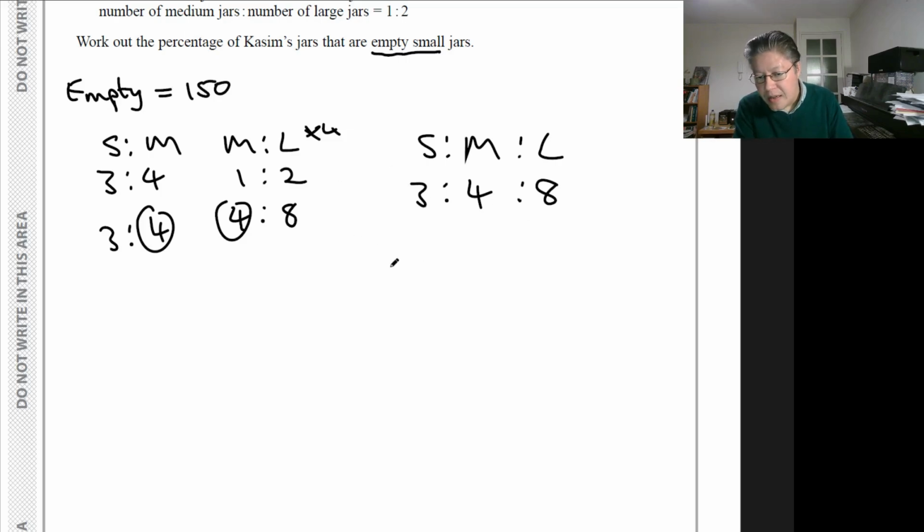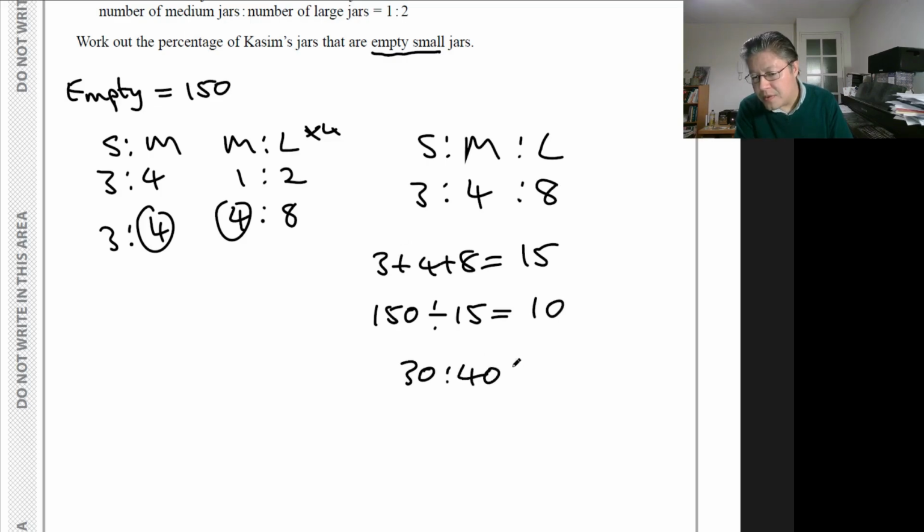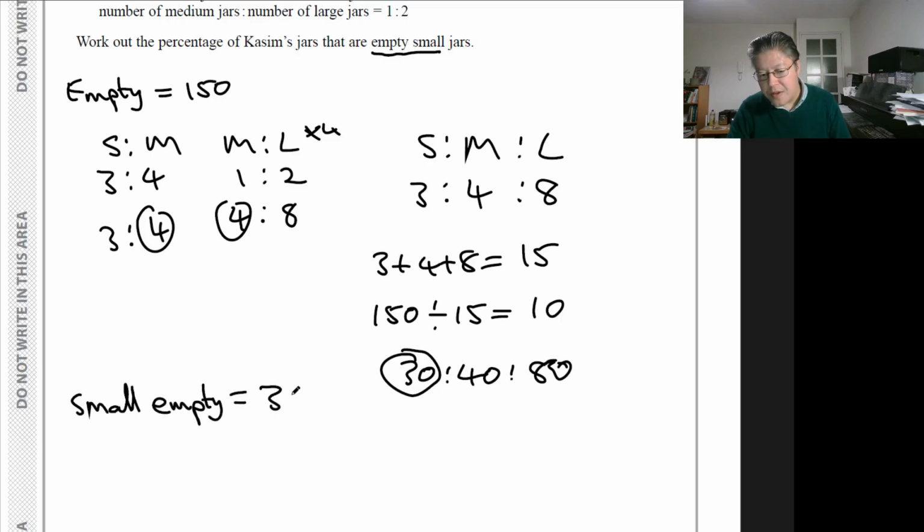We begin by adding up the parts. 3 plus 4 plus 8 is 15. Then we do 150 divided by 15. This isn't too hard, that's a 10. Then we multiply each of these by 10, so let's times them all by 10. We get 30 to 40 to 80. So we know that there's 30 small jars. Let's put down: small and empty equals 30.